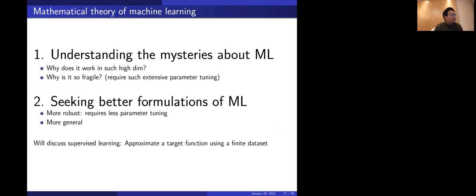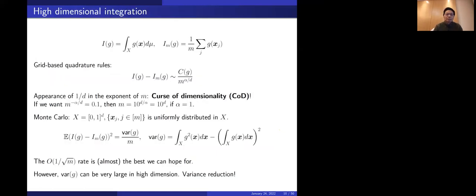We all know that training deep learning models is a rather difficult task. The performance depends sensitively on the parameters. So why is it so fragile? And the second question is to try to formulate better machine learning models, for example ODE-based models, or other ones. These are the motivations behind looking into machine learning from a mathematical viewpoint.